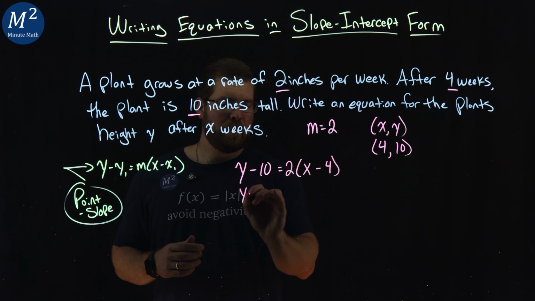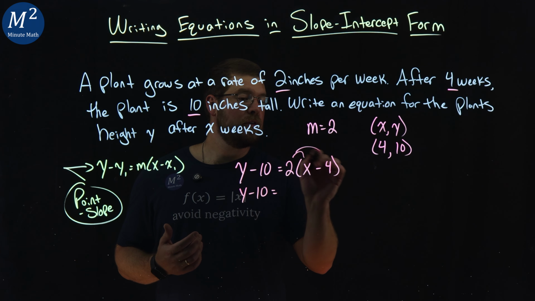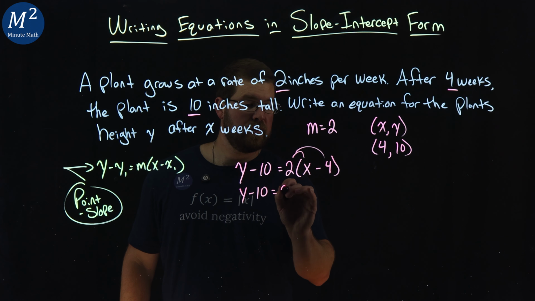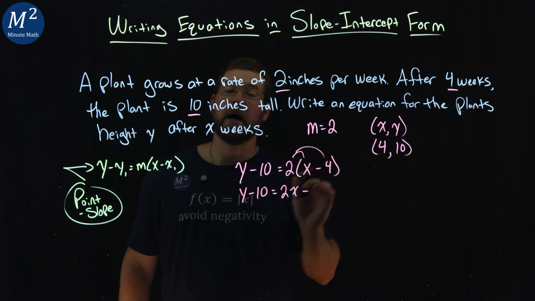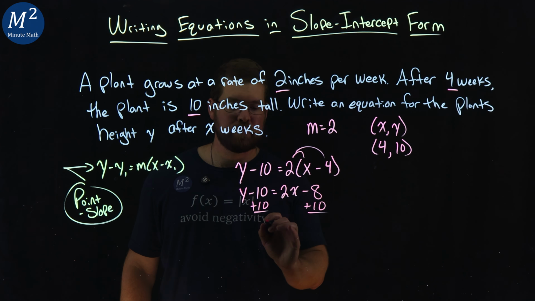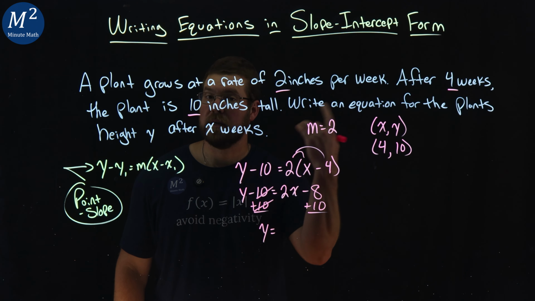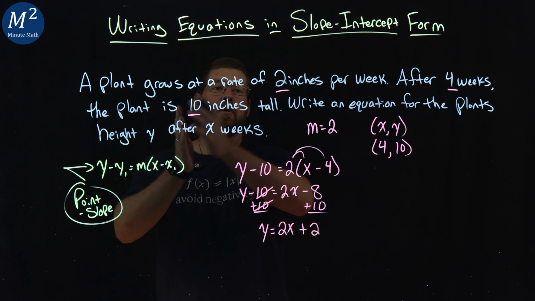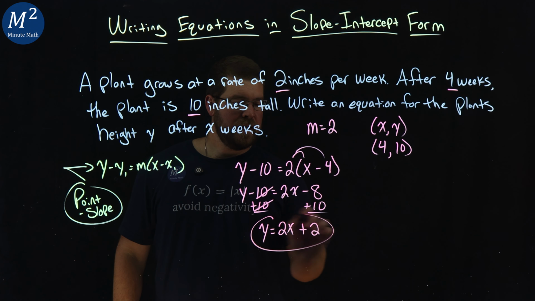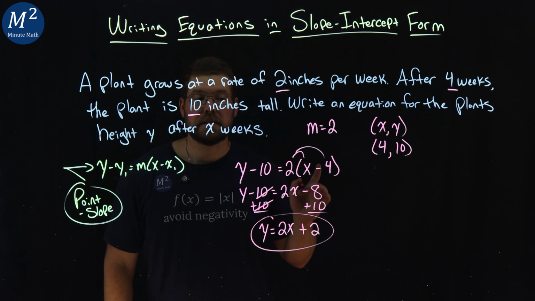So I'm going to leave my y minus 10 here on the left. Let's distribute the 2 to both parts. 2 times x is a 2x minus 2 times 4, which is an 8. I then want to add a 10 to both sides of the equation. Y is now by itself because these 10s cancel. 2x comes down because we can only add like terms. Nothing there for the 2x. And then minus 8 plus 10 is a positive 2. And so the equation of the plant growth rate is y equals 2x plus 2.